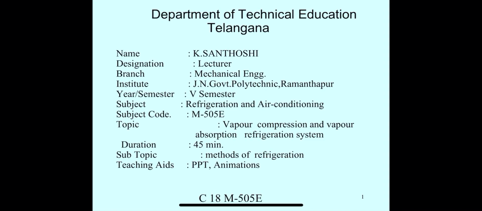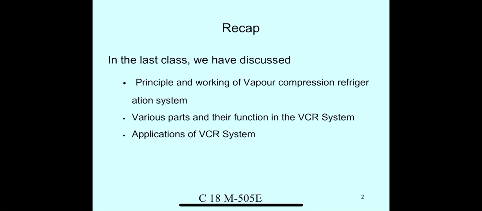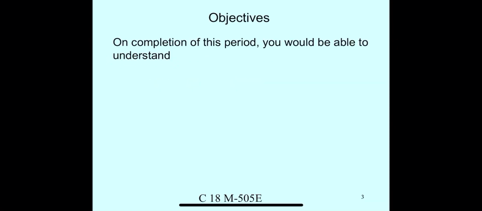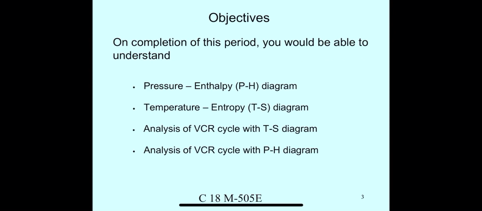Okay, so in previous class we have discussed the working principle of vapor compression refrigeration system and various parts and their functions in the vapor compression refrigeration system and applications of vapor compression refrigeration system. Now today we would be able to understand the pressure enthalpy diagram and pressure temperature entropy diagram, analysis of vapor compression refrigeration system cycle with TS diagram, and analysis of vapor compression cycle with pH diagram.